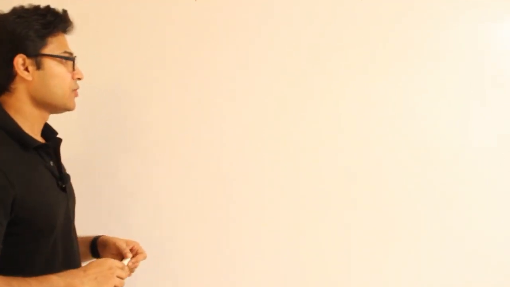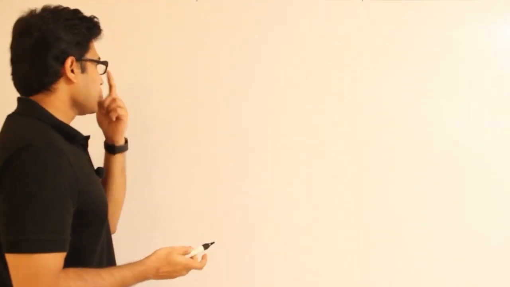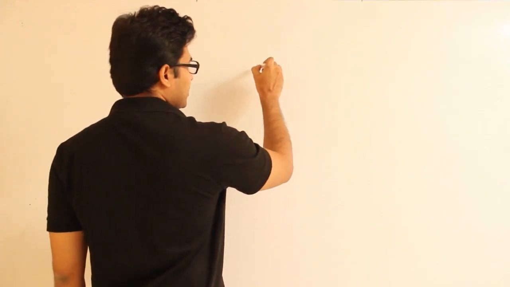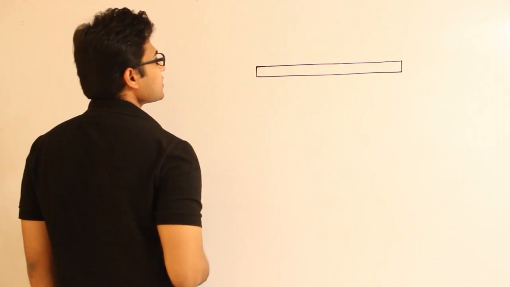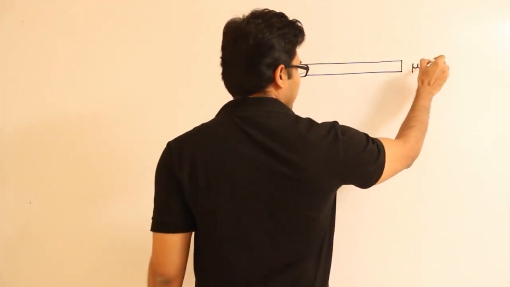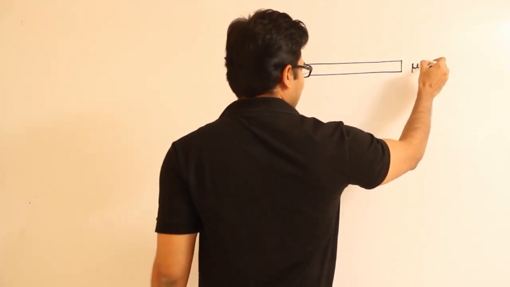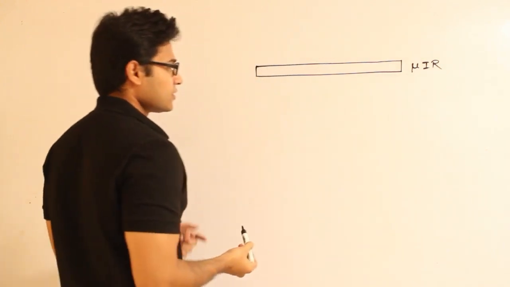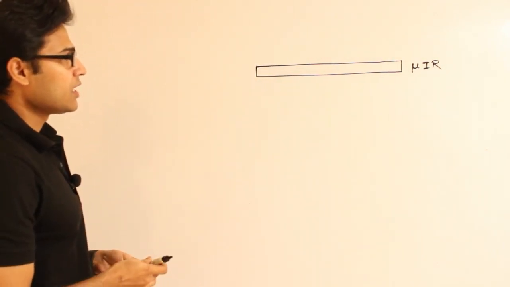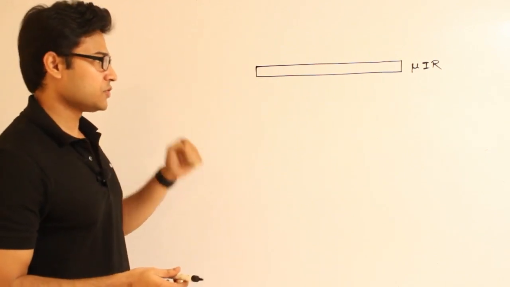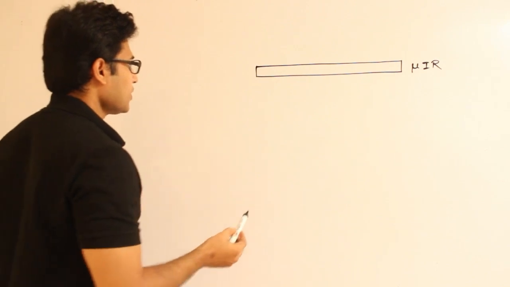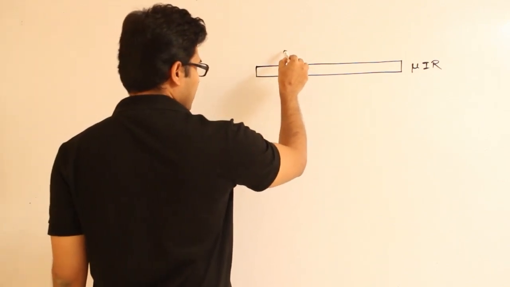Now let's see what are the various things required in order to build this microprogram control unit. Just now I told you that we need something called a micro instruction register. It is just like the normal instruction register. In the normal instruction register we have a normal instruction, and in the micro instruction register we have a micro instruction. And this micro instruction is going to be divided into three parts.